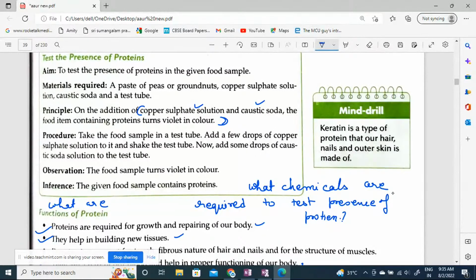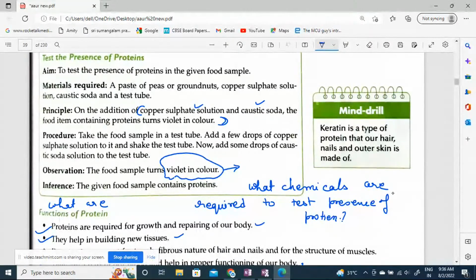Protein turns violet in color. The food sample turns violet in color. You have to remember in which color it turns and what we have to add for the different tests. It is not easy. You have to learn these things so that the question is not answered wrongly.